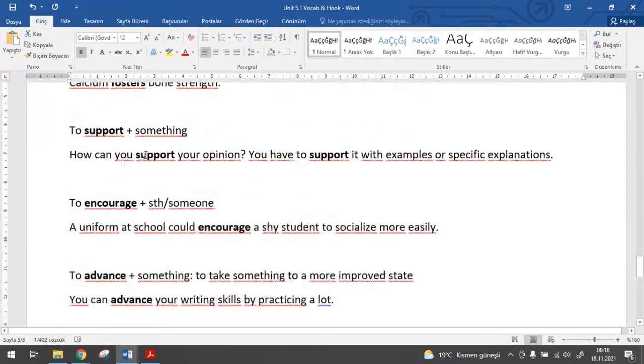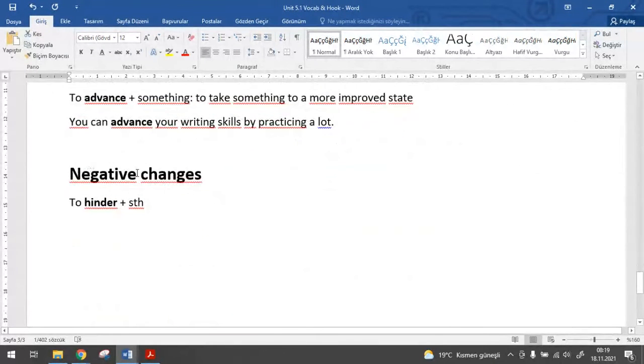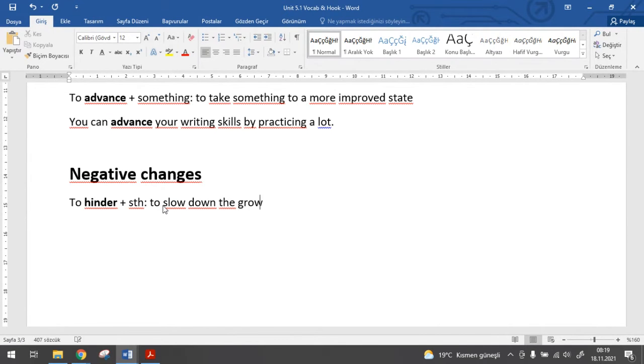So if you think about the definition, if foster means to promote the growth of something, to hinder means to stop the growth of something or to slow down the growth of something. If foster means to encourage something, hinder means to discourage something. So it means to slow down the growth of something.